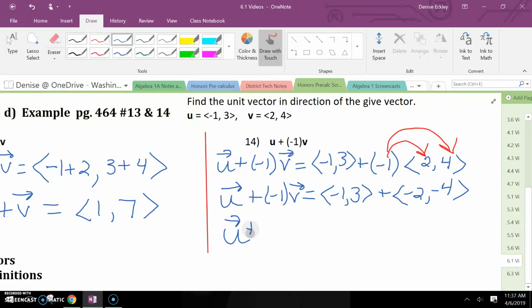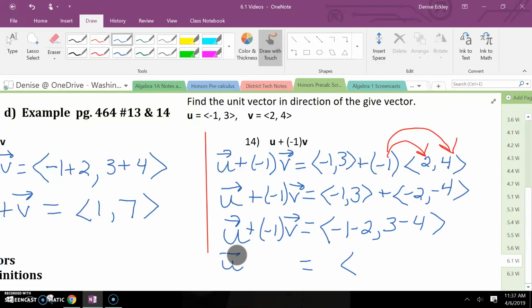So my final answer is going to take shape here, because I am going to have -1 minus 2, because I'm adding a -2, and then 3 minus 4, because I'm adding a -4. So the final answer for u plus -1 vector v is going to be -3, -1.